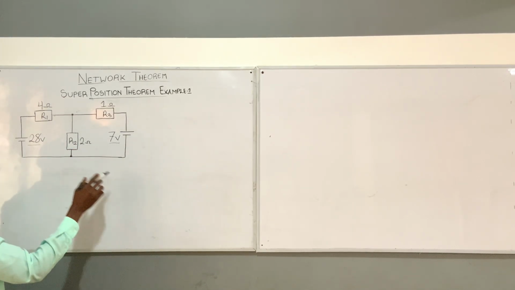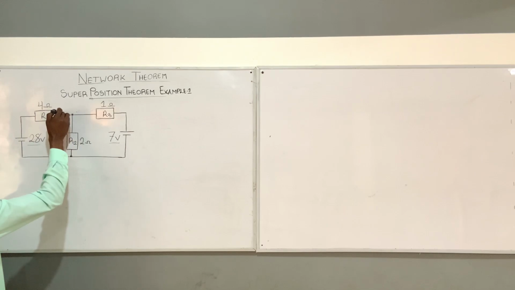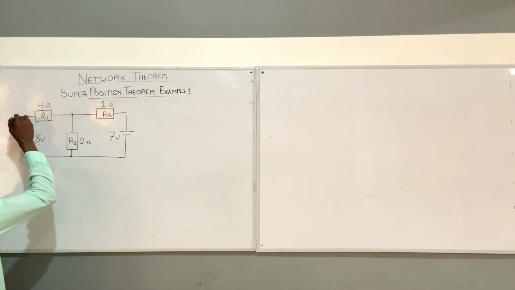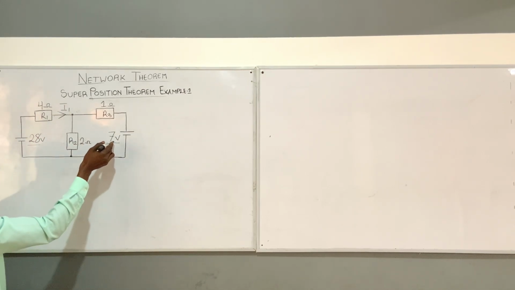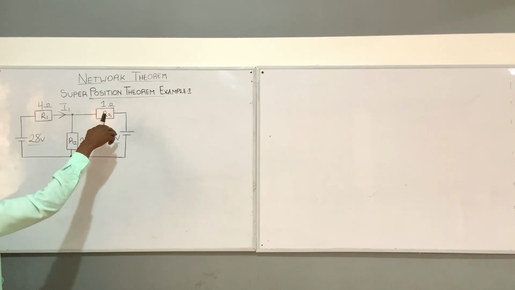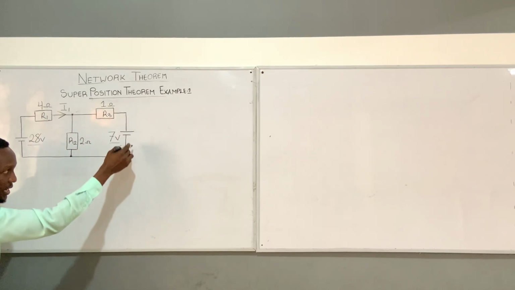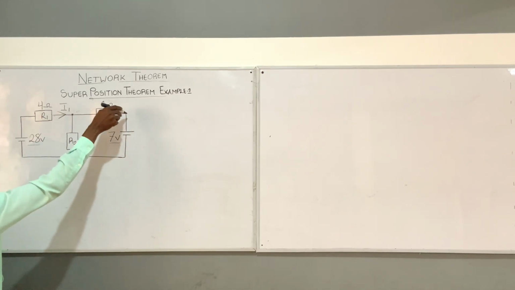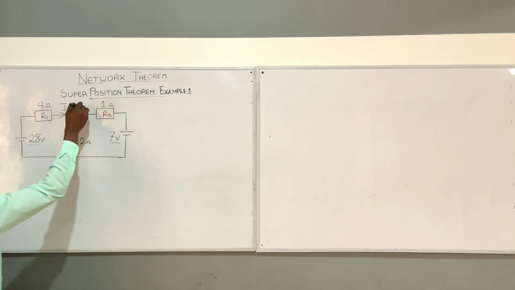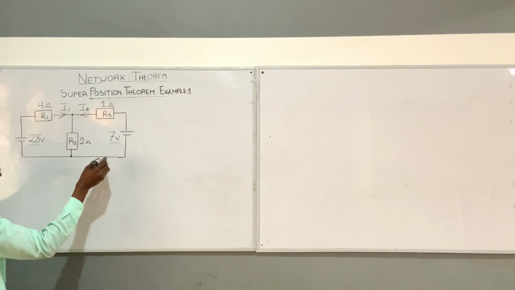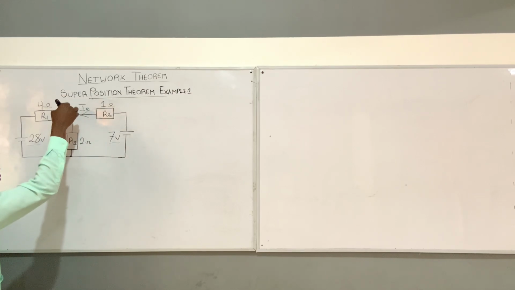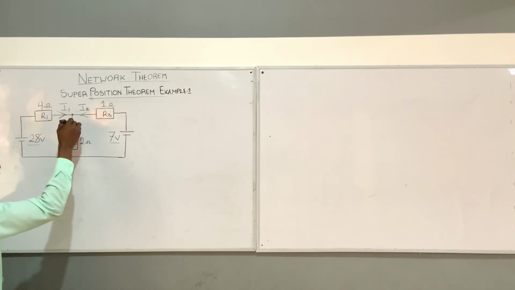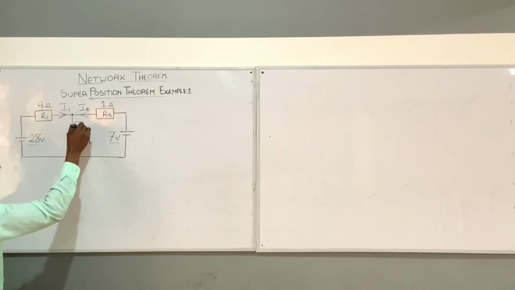Now let's assume that this 28 volts is supplying a current on this branch, so it will move in this direction. Let's label this current as I1. Let's assume that the 7 volts is also moving in this direction. You can decide to move in another direction, but let's assume that we are moving in this direction. Let's label this one I2. Now when I2 and I1 meet at this junction, they will move in this direction.